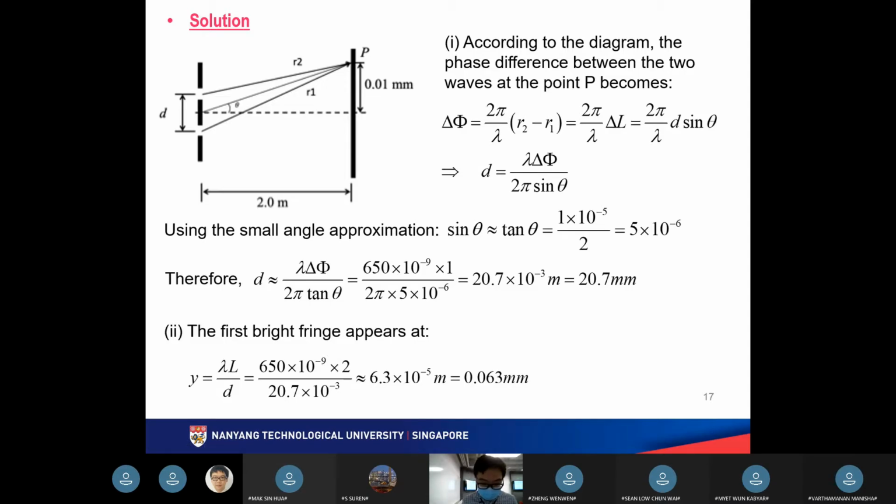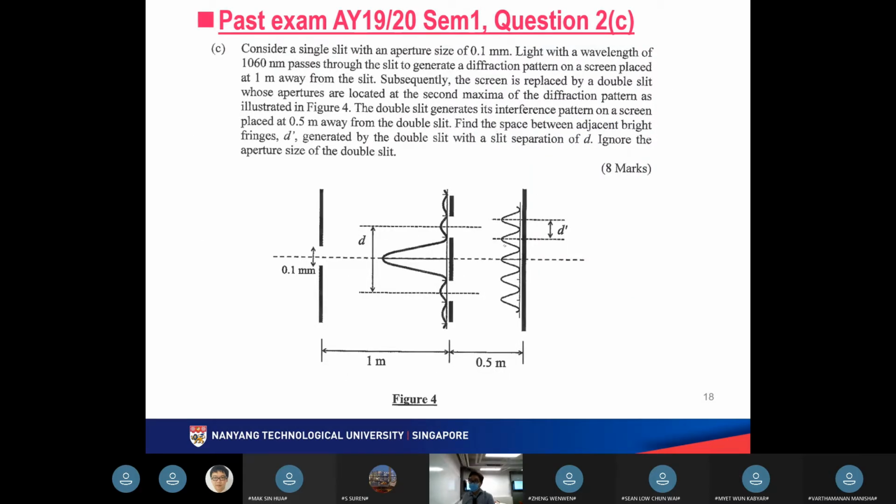Any question? Okay, if no, let's continue. This is a very difficult question, also from a test two years ago, also about the interference of light. It's difficult because it's a combination of single slit diffraction and double slit interference.